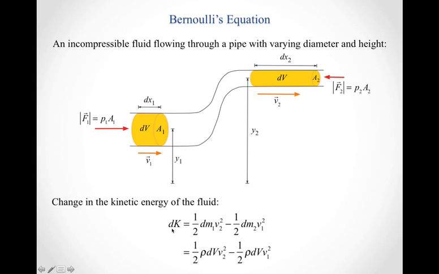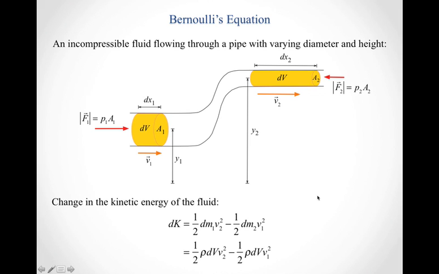And so I can think of this differential change in the kinetic energy of the fluid as it goes from this point to this point as 1/2 the density of the fluid times the volume of my little fluid element times v2 squared, the final speed squared, minus, same thing, 1/2 times the density of the fluid times the volume of my little element times the initial speed squared.